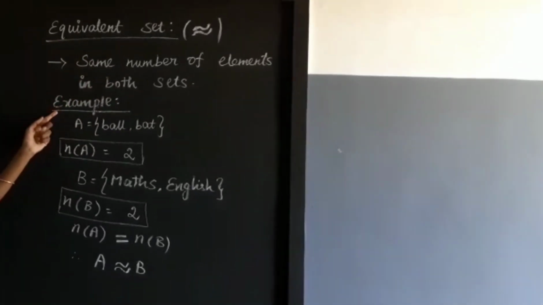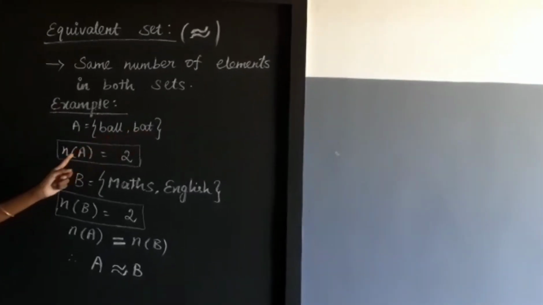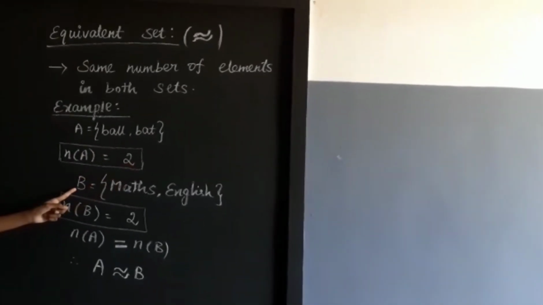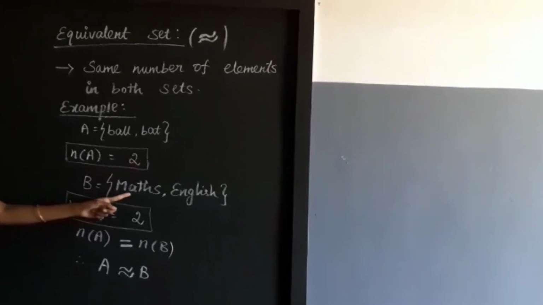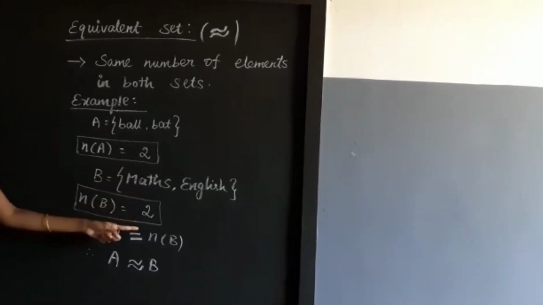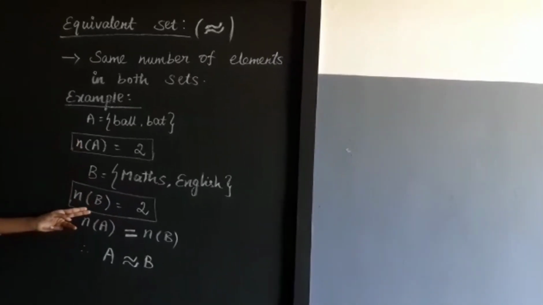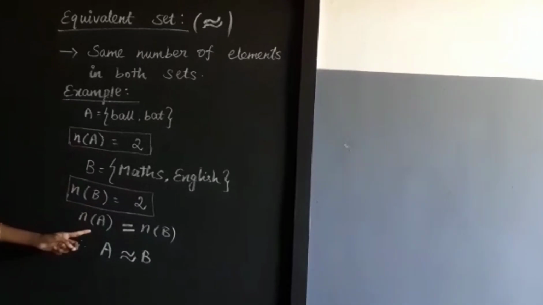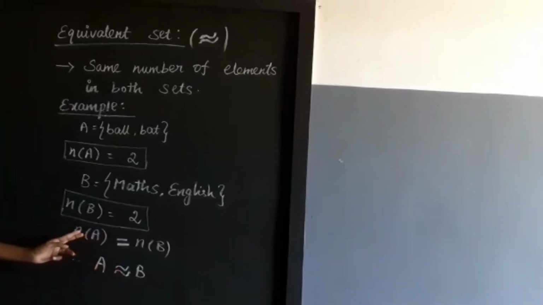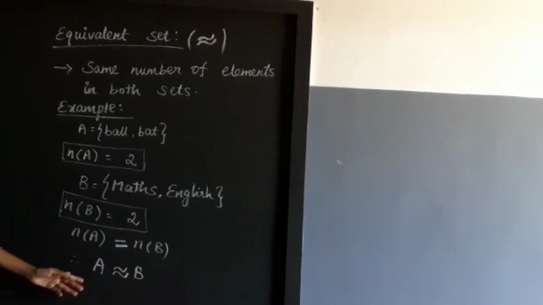Now let's see the example. A equal to set of ball, bat. Here two elements are there. Am I right? So n of A is 2, that is, the cardinality of the set A is 2. Now see the next one. B equal to set of Maths, English. Here how many elements are there? 2. Cardinality of the set B is 2. So both sets have the same number of elements. So n of A equal to n of B. So A is equivalent to B. Both sets have the same number of elements, that is called an equivalent set.